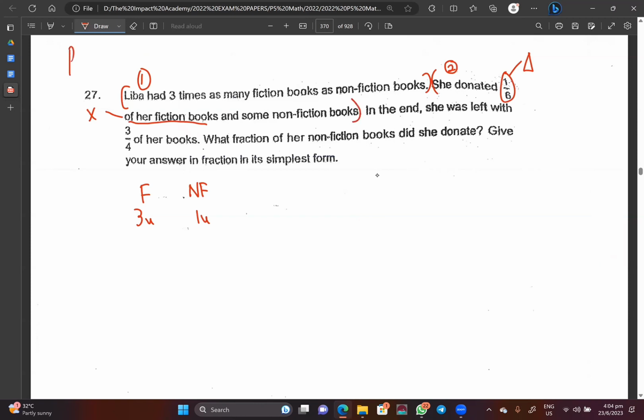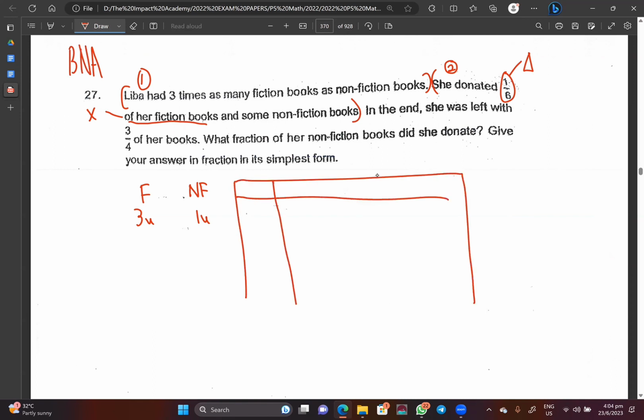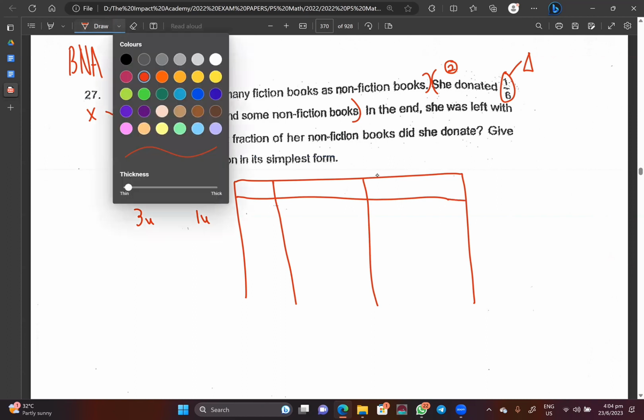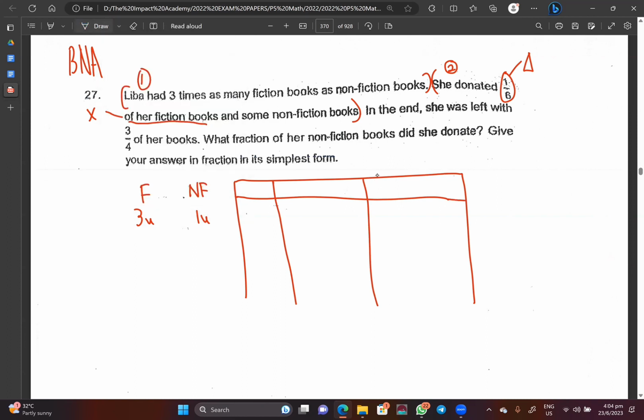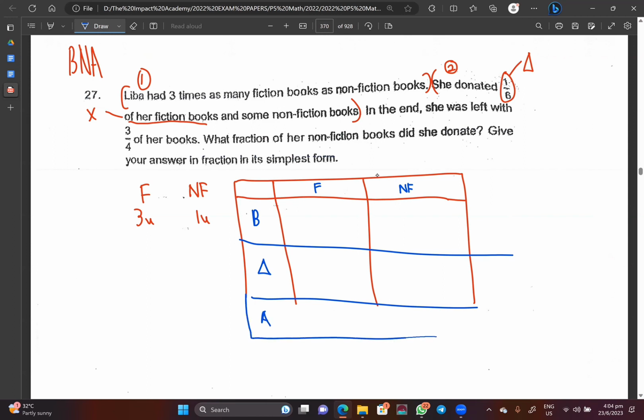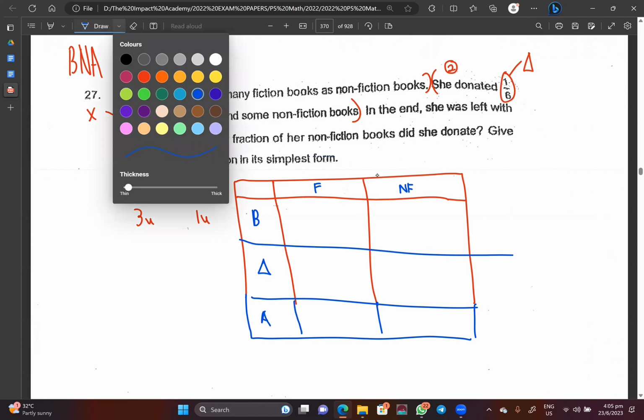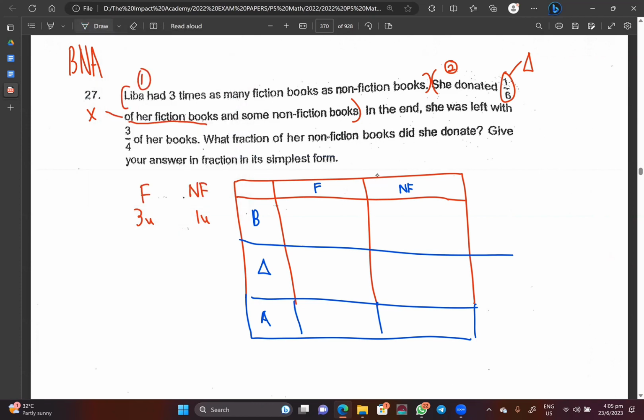Okay, so when I see something like that, I know that this is a BNA question. A BNA question requires me to draw a table. All right, what I can do now is I can put that fiction is over here, non-fiction is over here. Okay, I want to have my before, change, and finally after. The reason why I drew a big table is so that I am able to put in the numbers nicely and I don't have to guess what I am writing. Learn how to put the numbers at the side.